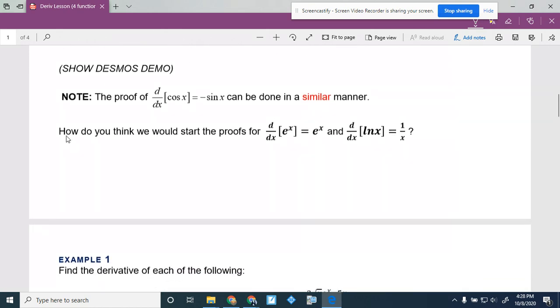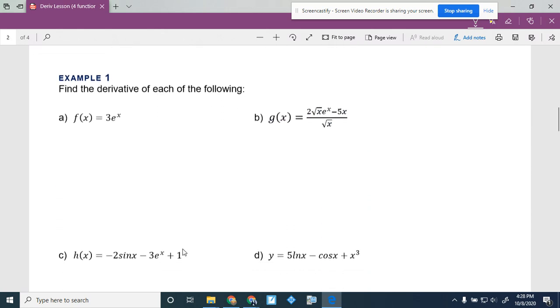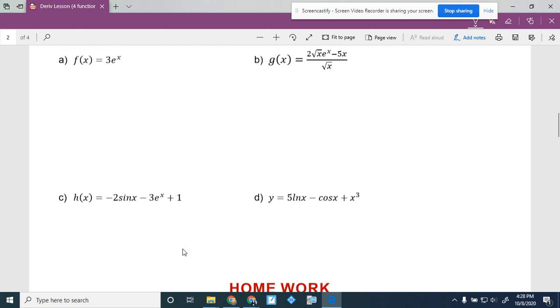All right. My next question is, how do you think we would start the proofs for these? Like, how would I go about proving the derivative of e to the x is e to the x and the derivative of ln of x is 1 over x? Hopefully you're saying with the definition of the derivative. That's where you go with all of these. All right, so that part, the boring part, I say it wasn't boring. That's pretty exciting. So that part's over.